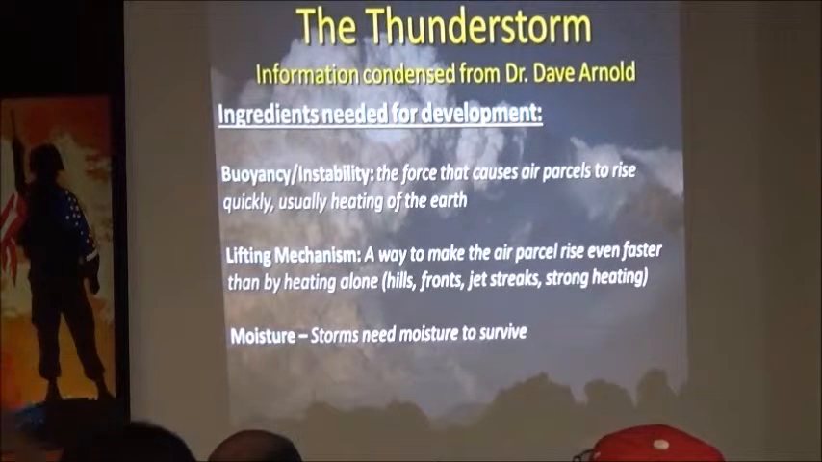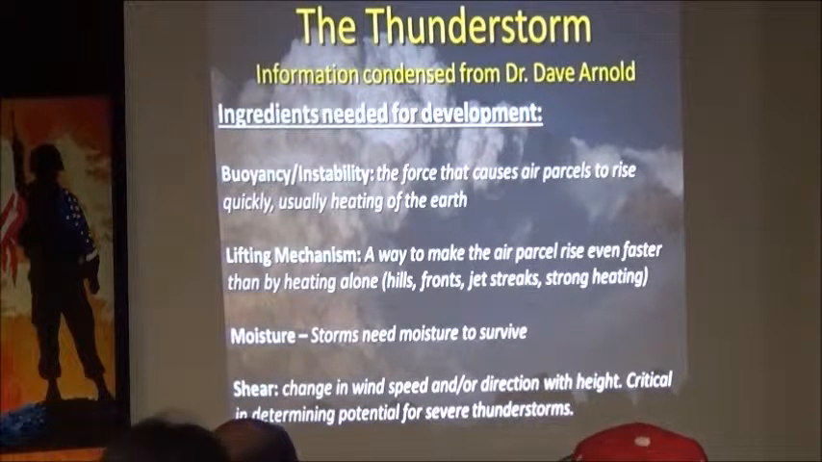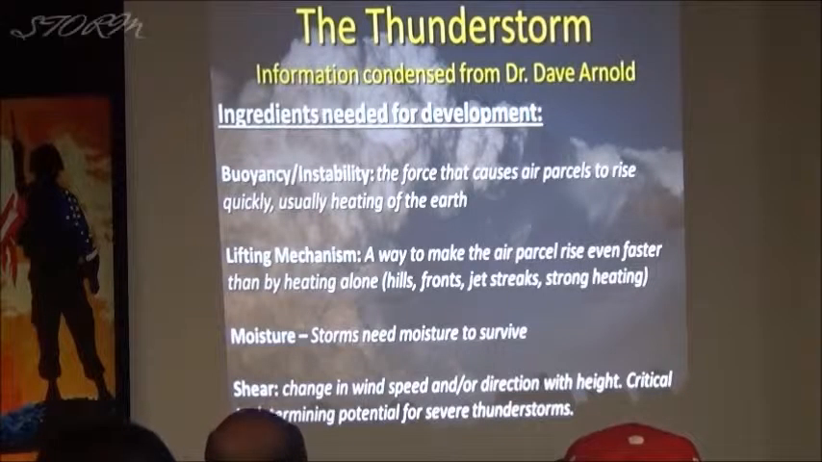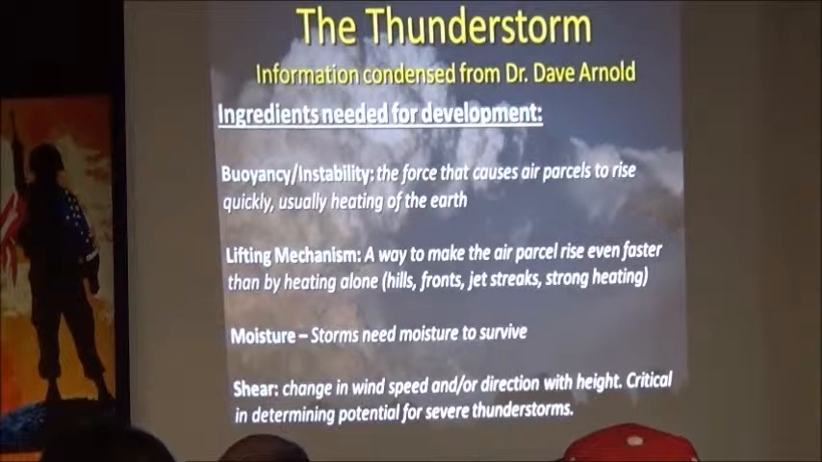And you've got to have moisture. You're not going to get clouds if you don't have moisture. It's kind of the easiest one. And then shear. So four things: buoyancy and instability, lifting mechanism, moisture, and wind shear. And we know from our regular class, wind shear is a change in wind speed and or direction with height.